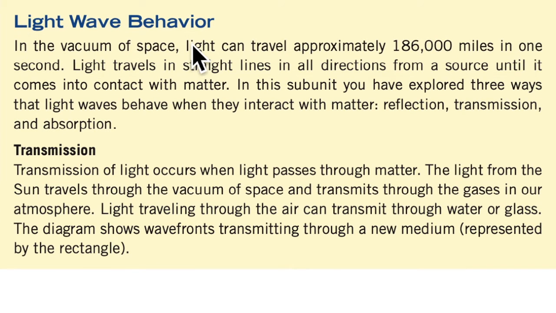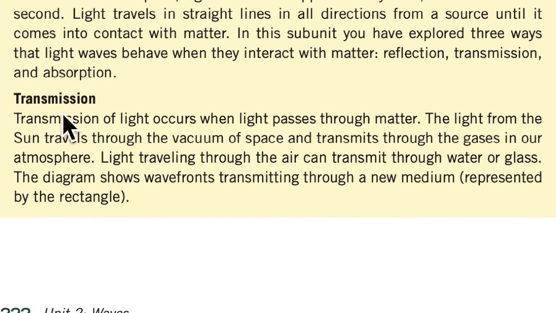Light wave behavior. In the vacuum of space, light can travel approximately 186,000 miles in 1 second. Light travels in straight lines in all directions from a source until it comes into contact with matter. In this subunit, you have explored 3 ways that light waves behave when they interact with matter: reflection, transmission, and absorption.